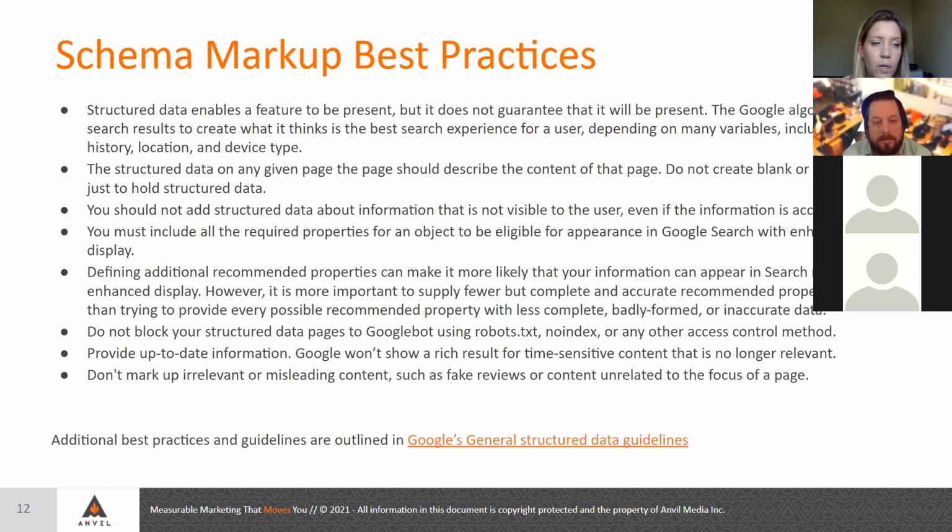Make sure that your schema markup provides up-to-date information. So if there is time-sensitive content like news articles and blog posts, Google will favor those that are up to date and current, and won't show any content that is no longer relevant.